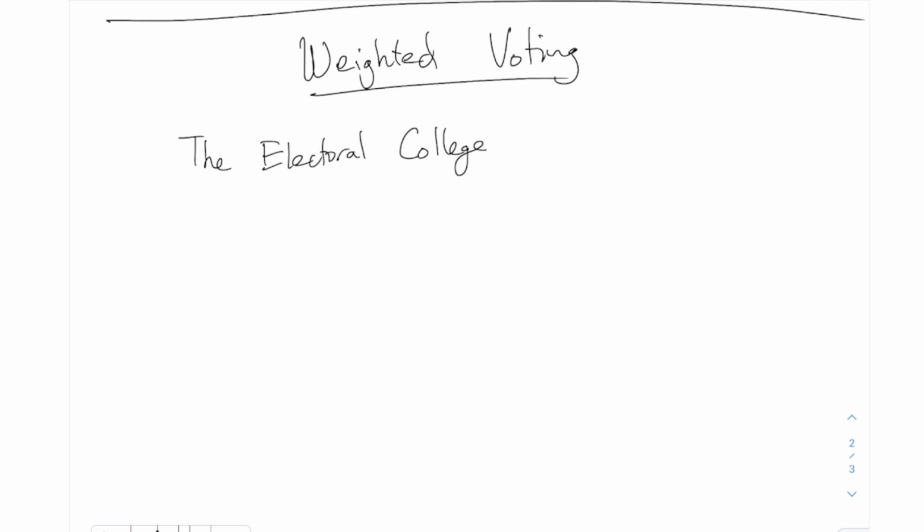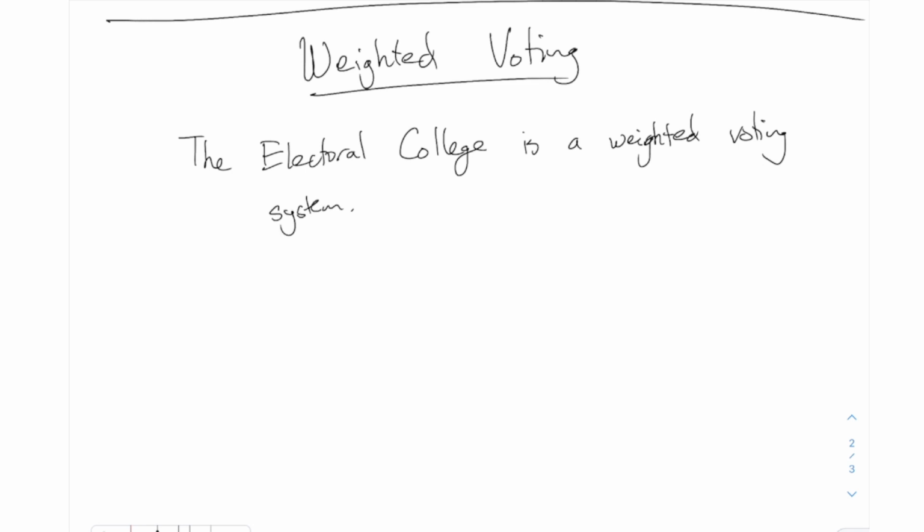It is a mathematical thing, though, and apart from the partisan realities of it, I want to talk about the Electoral College. So it is a weighted voting system. The word weighted means that there are different entities which are casting votes, and their votes count for different amounts. So the Electoral College is a weighted voting system.